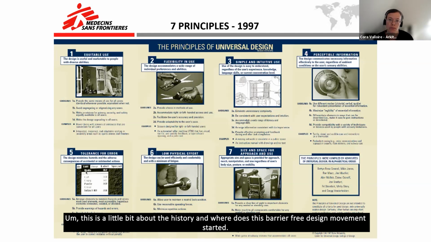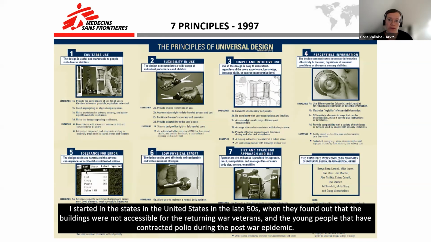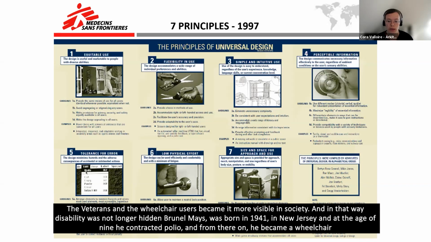This is a little bit about the history and where this barrier-free design movement started. It started in the United States in the late 50s, when they found out that the buildings were not accessible for the returning war veterans and the young people that had contracted polio during the post-war epidemic. The veterans and the wheelchair users became more visible in society, and in that way, disability was no longer hidden.